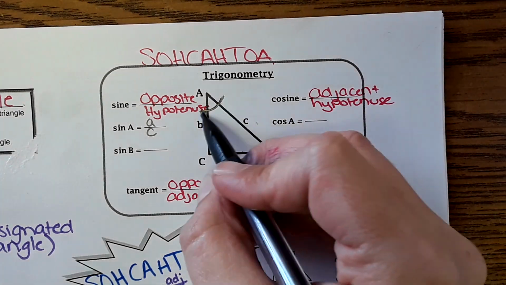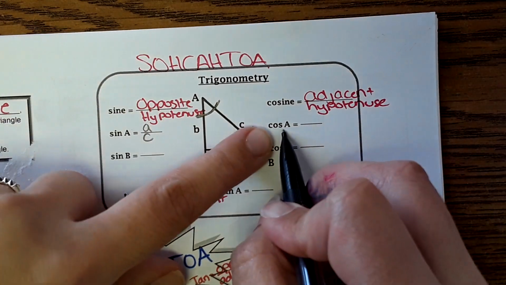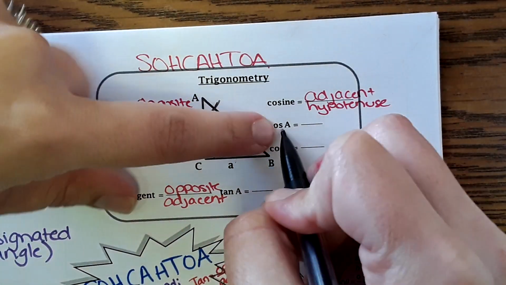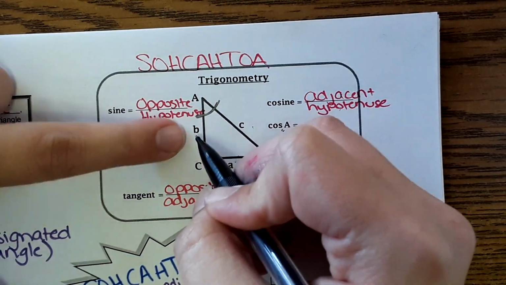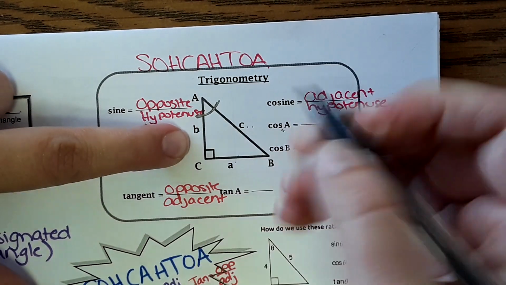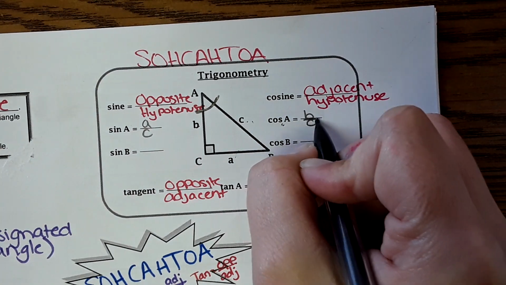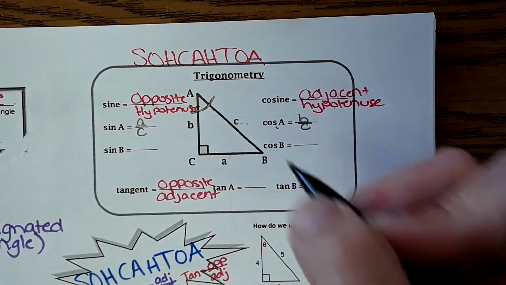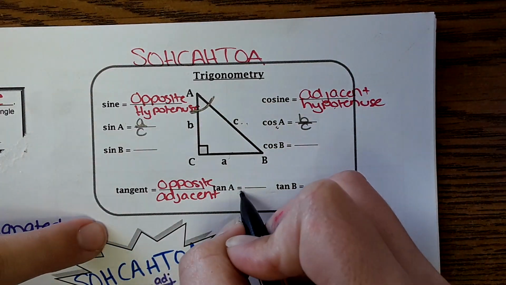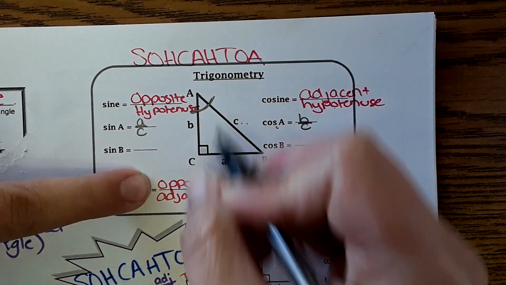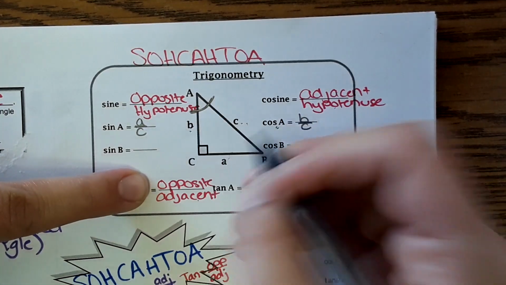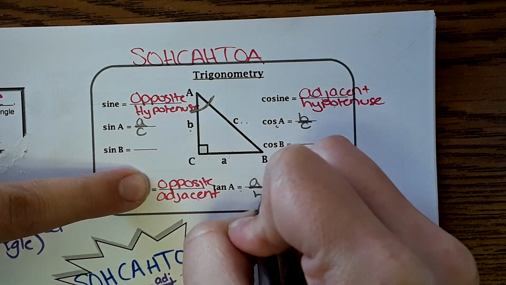And just so I don't have to change that mark, I'm going to go over and do cosine of A. So cosine is adjacent over hypotenuse, that would be B over C. And then tan is opposite over adjacent, A over B.